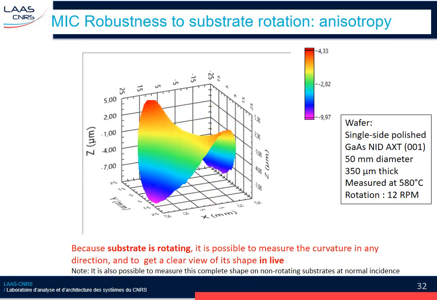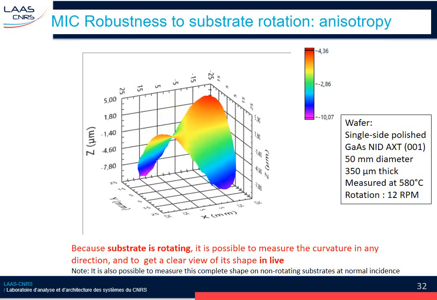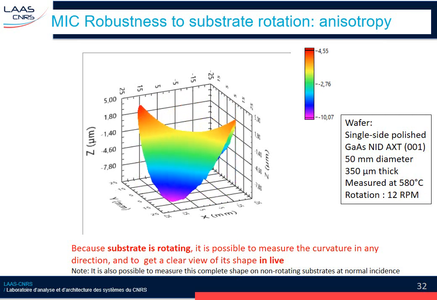First, we can measure the curvature of a bare wafer inside the chamber. So this is a standard 2-inch wafer rotating at 12 RPM and measured at growth temperature. And what you can see is that the shape of the wafer is not flat, but this will be the starting surface from which we will begin the deposition, and then we will add a spherical deformation to this. So we will consider this as a starting surface.